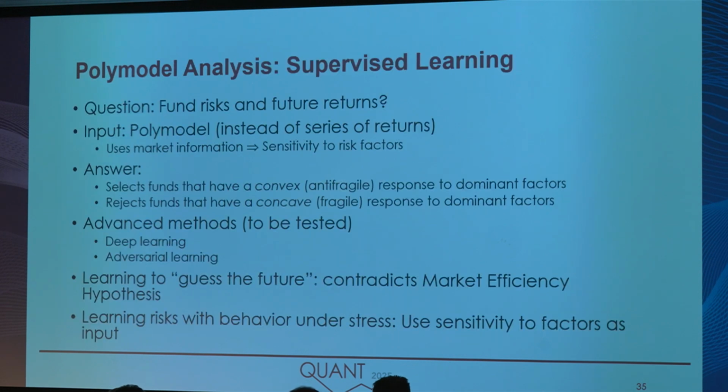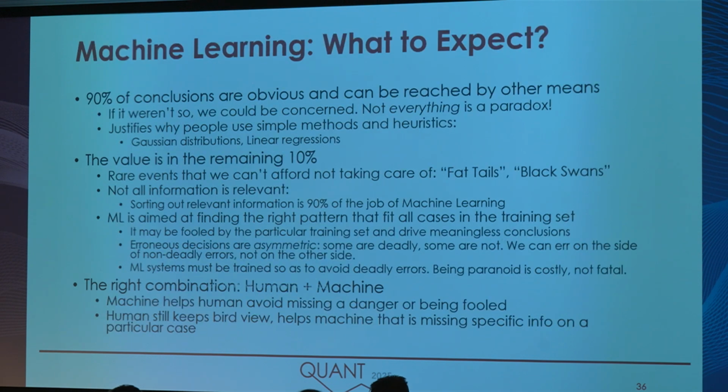For hedge funds, supervised learning is to use the output of polymodels as a feed to neural networks to make a better selection. And machine learning, what to expect, is essentially saying that we can believe in Santa Claus by saying, okay, well, the machine will tell us where to invest.